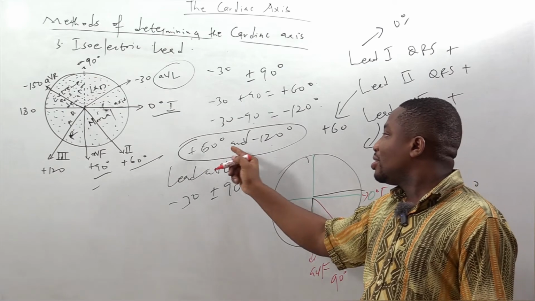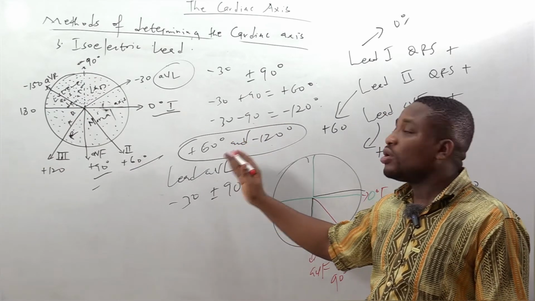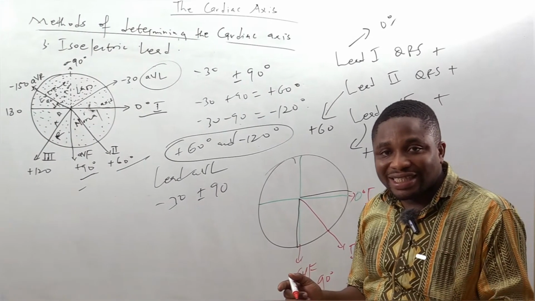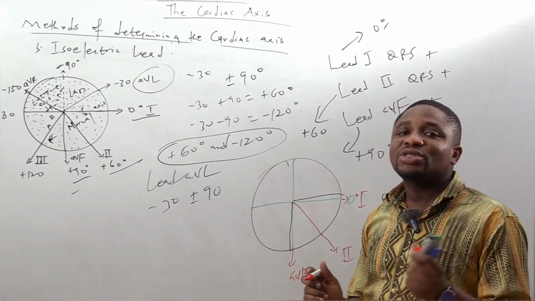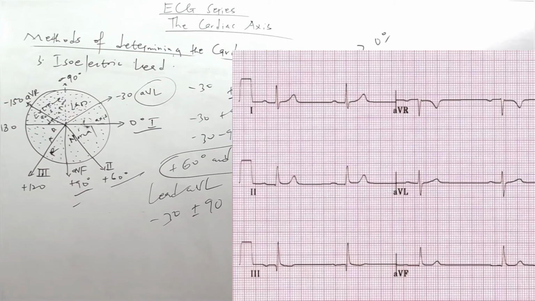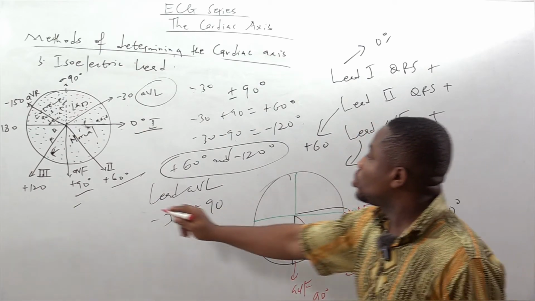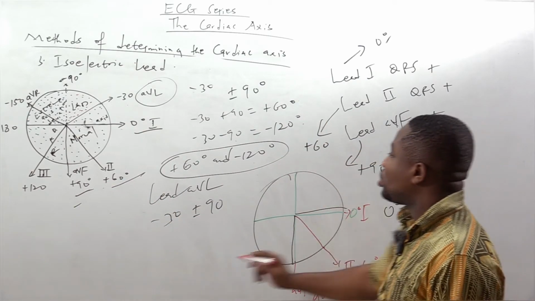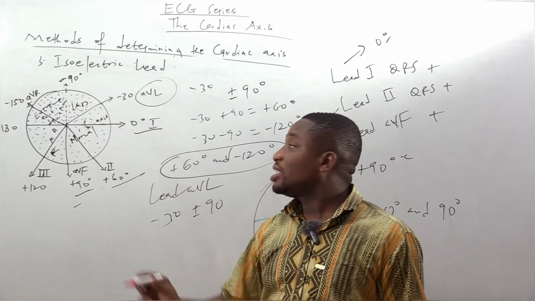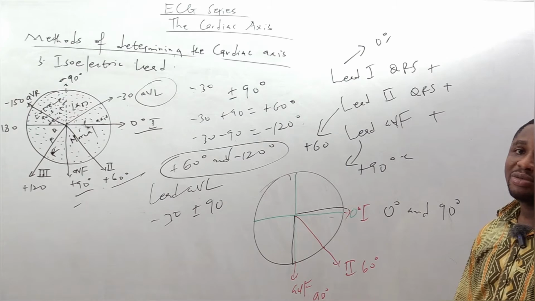But how do you locate where the cardiac axis could be? It could just be one of them, either plus 60 degrees or minus 120. How do we find where it could be? That is where you find the leads with positive QRS complex, and we found them to be lead 1, lead 2, lead AVF. Lead 1 corresponds to 0 degrees, lead 2 corresponds to plus 60 degrees, lead AVF corresponds to plus 90 degrees. Meaning that our cardiac axis can only be situated between 0 degrees and plus 90 degrees.